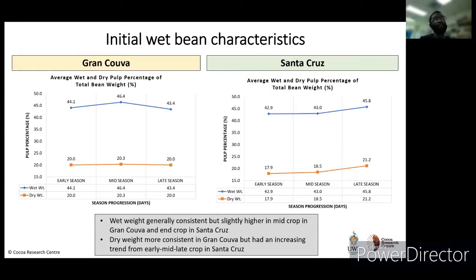Now on to the dry rate. In the Grand Couva area, we saw it was fairly consistent across the 3 seasons, and in the Santa Cruz area, we saw a very slight, gradual increase in the percentage across the season, from the early season to the late season.